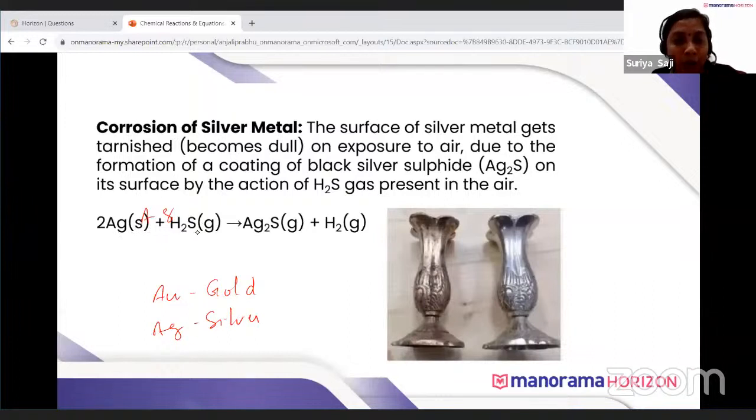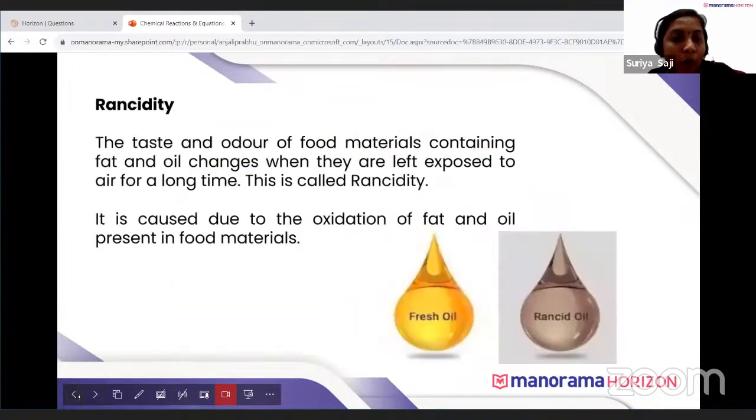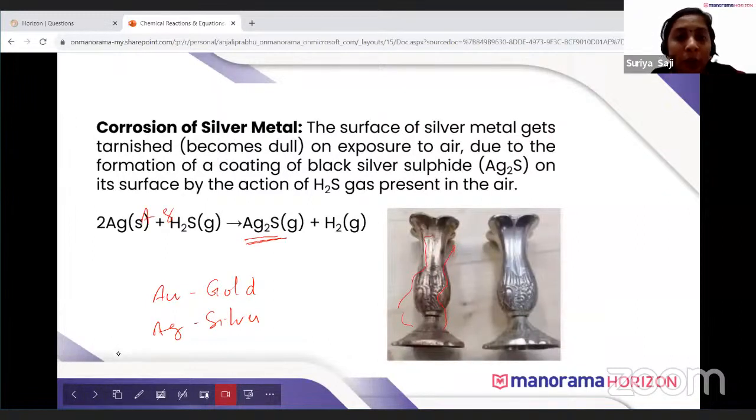So Ag is reacting with H2S. We will get Ag2S and H2. This way only, silver metal is getting corroded. So that black thing that is seen above the silver is Ag2S, silver sulfide. In the same way we can prevent the corrosion of silver metal also. Same as copper, we can prevent the corrosion by painting, galvanization, or using oil and grease.